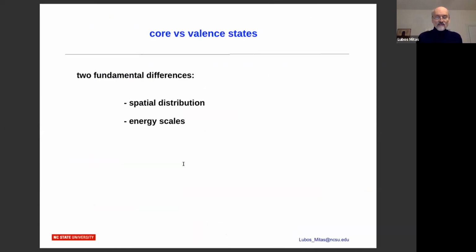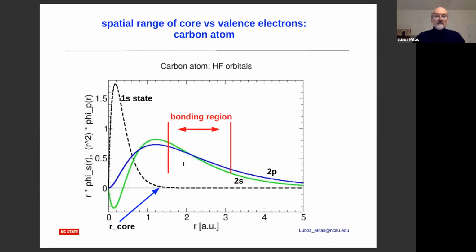Okay, now why do we talk about effective cores and valence states? Because there is a good reason for that. Atoms simply cover a number of scales, both in energy and in spatial distribution. Maybe first, let's talk about the spatial distribution. So this is the amplitude of the wave function of the one particle orbitals for the carbon atom as a function of the distance from the nucleus.